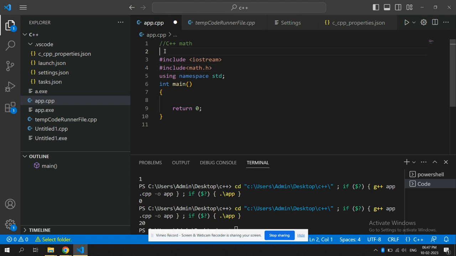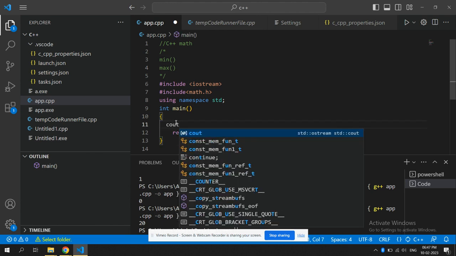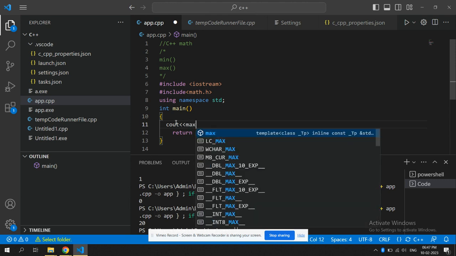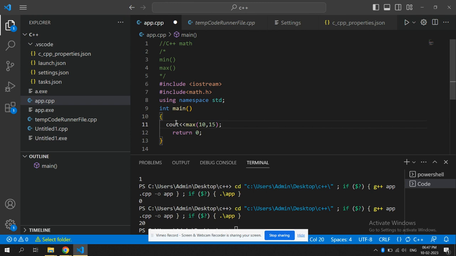So let us discuss what mathematical operations C++ supports. Min and max is one of those. Min and max are functions, and we use them to find the minimum and maximum number in the given objects. When I write cout and use max of 10 and 15, we know that the maximum of 10 and 15 is 15.